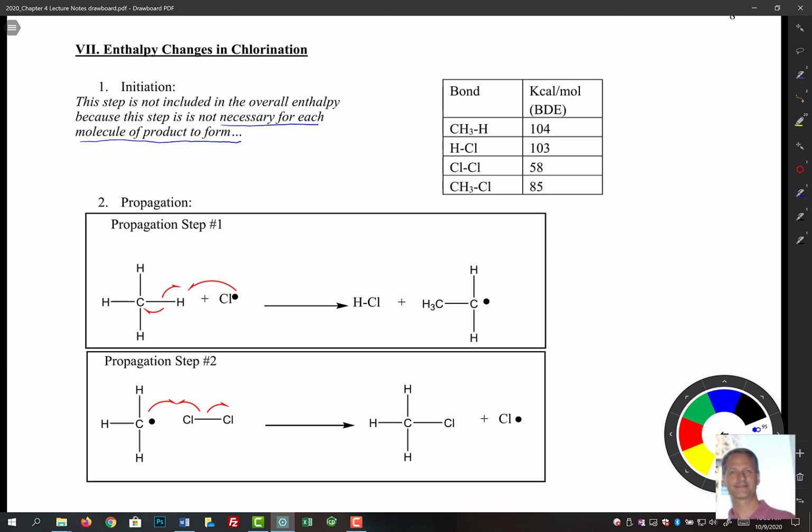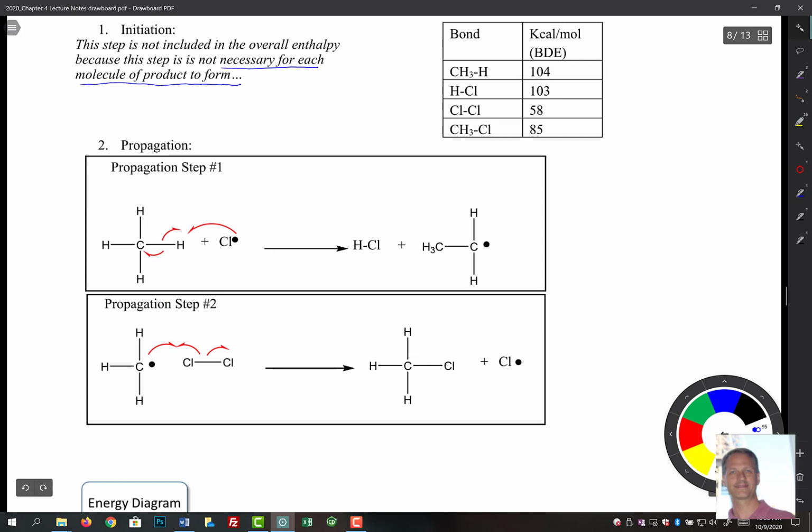It does, but it's kind of like saying that the mass of the Titanic changes when you throw off a chair. It changes, but it's not by much. So we're not going to include it. What we're going to look at is the propagation step. So let's go through and calculate what our delta H for this reaction is.